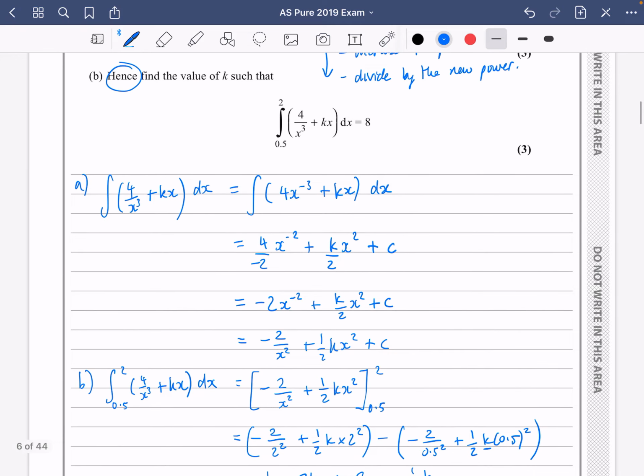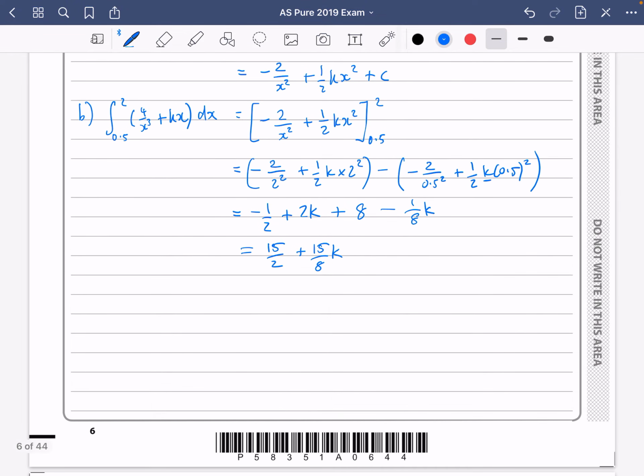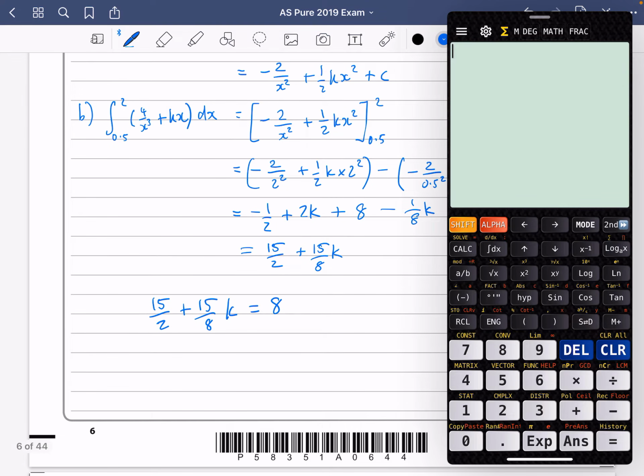Now the question told me that this left-hand side here was equal to 8. So that must mean that 15 over 2 plus 15 over 8 k is equal to 8. So I'm going to solve this equation by doing 8 minus 15 over 2, which is a half.